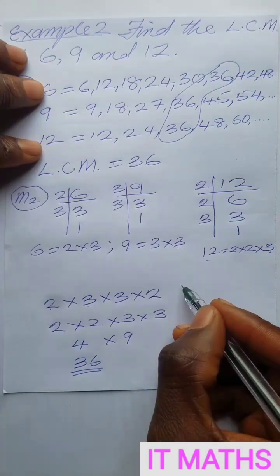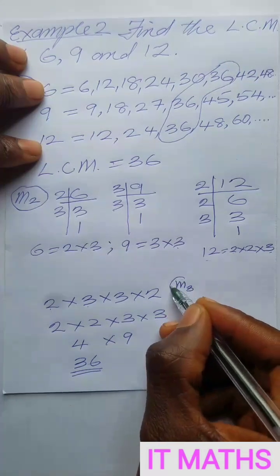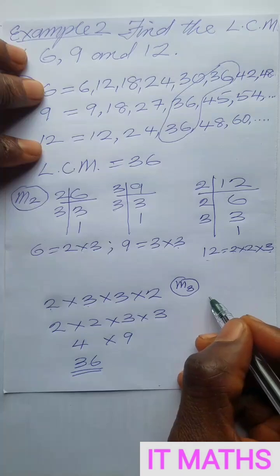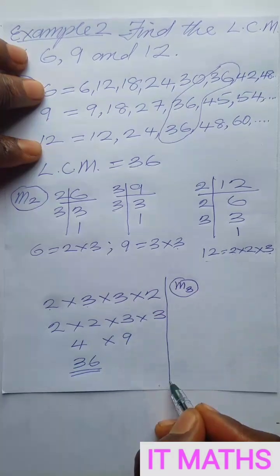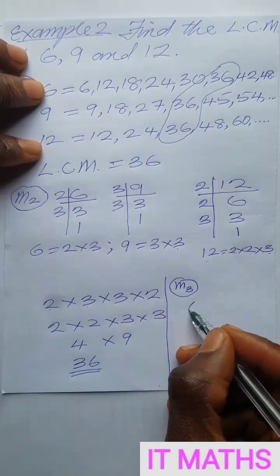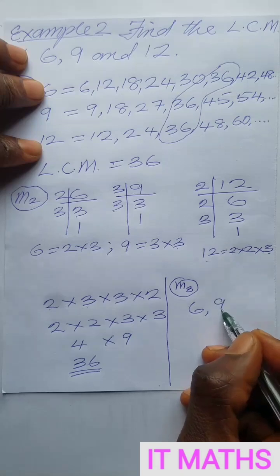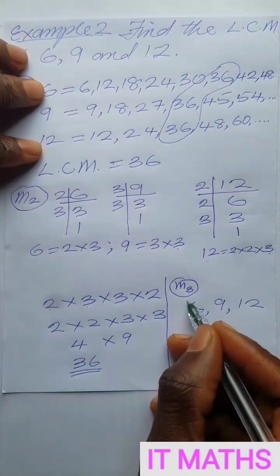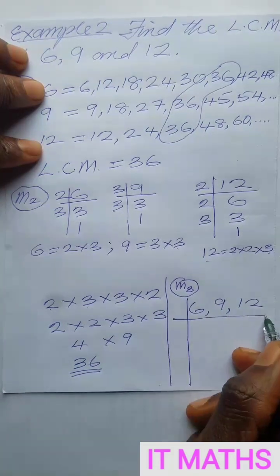Let's go to my favorite method, M3, where we place all 3 numbers side by side. So we have 6, we have 9, and we have 12. So let's begin.